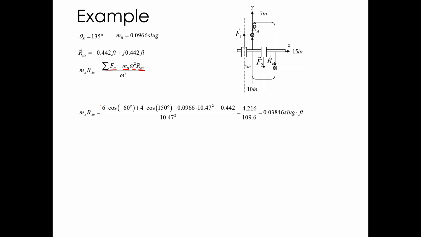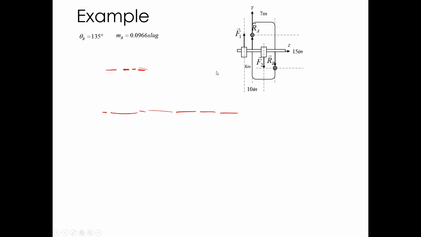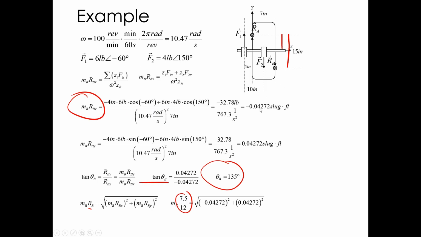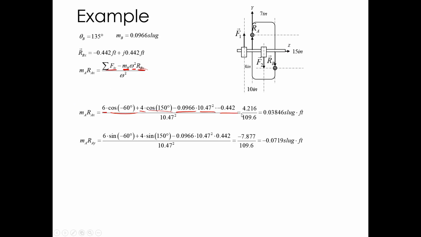So I have my force summation: 6 pounds, this is for the first force, cosine of the angle, second force, cosine of its angle, negative MB omega squared RBX. But again, this is a waste of time because I already have what MBRBX is. I could just put that in. I could just put this negative 0.04272 slug feet times omega squared here, and it'd be faster. So again, just kind of a waste of time on this. Watch your units. Again, watch your units on all this. I'm going to be in pounds here.